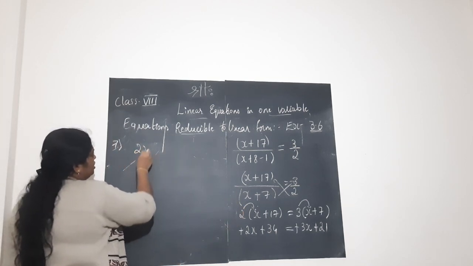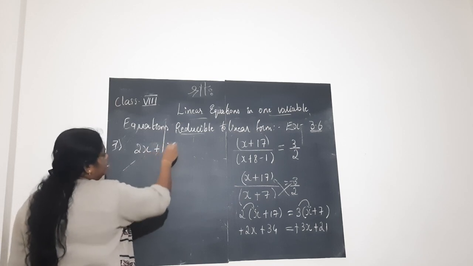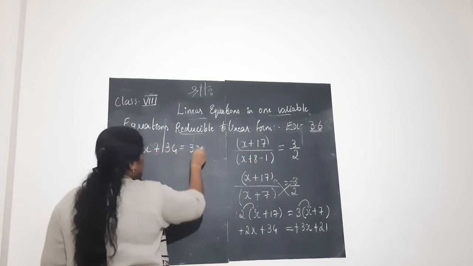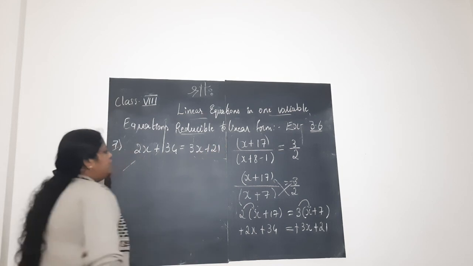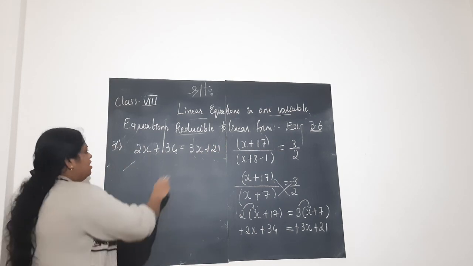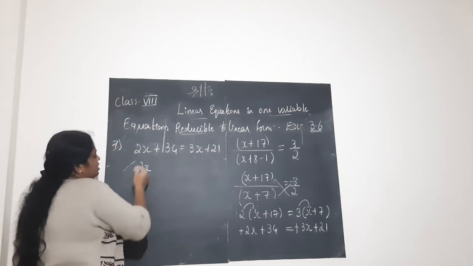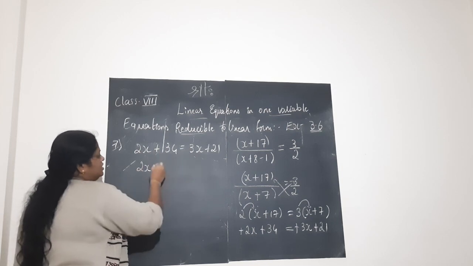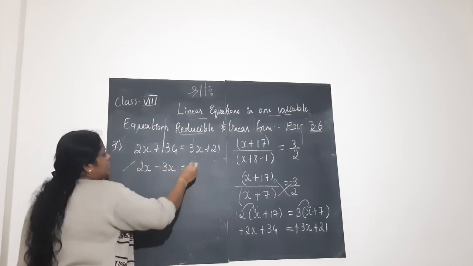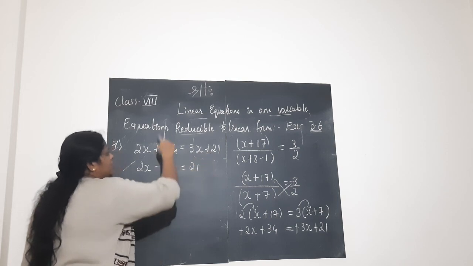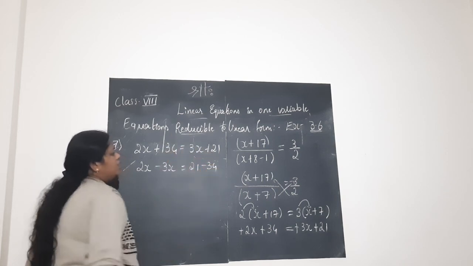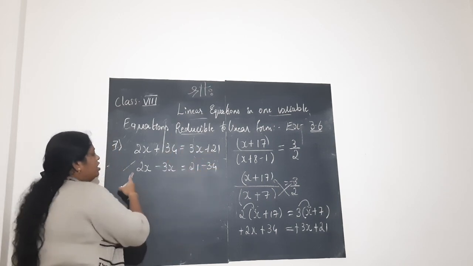So I will rewrite the expression I got. We got 2x plus 34 is equal to 3x plus 21. So we came back to our original problem, where we need to write all the variables on LHS. 2x as it is, minus 3x is equal to constant 21 as it is, and 34, if I send to the other side, it becomes minus 34.